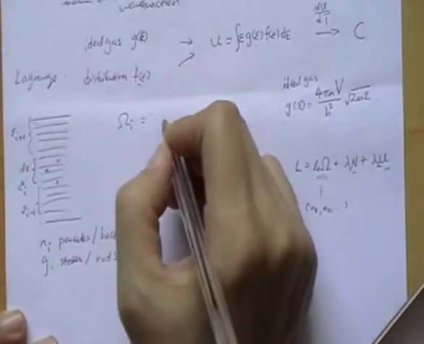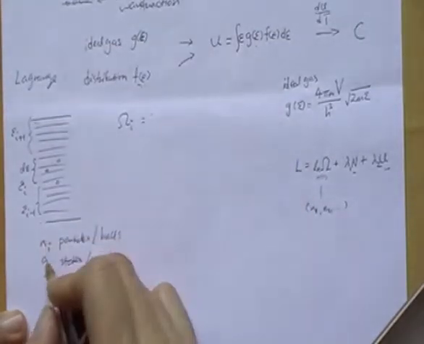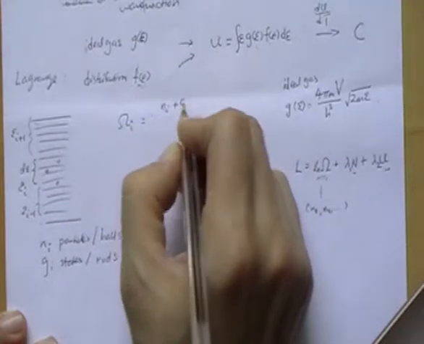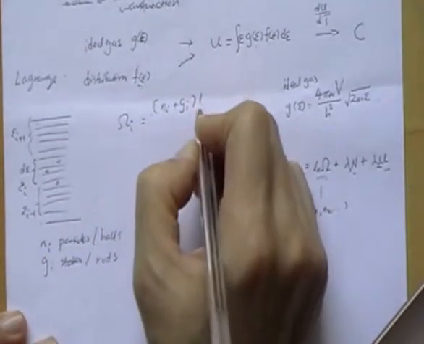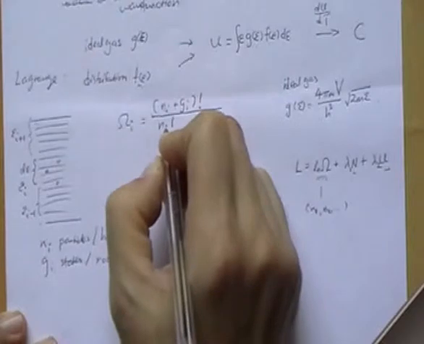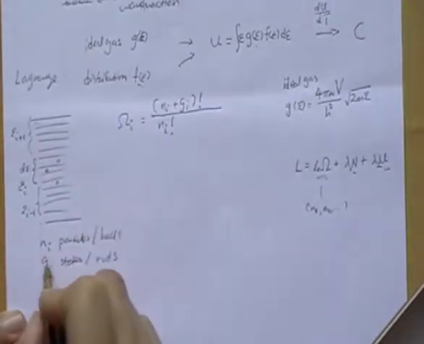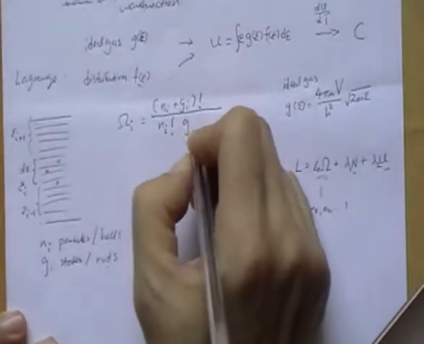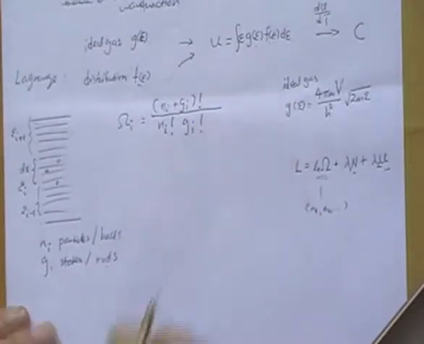Well, the total number would be Ni plus Gi. So if they're all different, it would be this number factorial. But because the Ni particles are the same, we divide by Ni factorial. And because the Gi rods are the same, we divide by Gi factorial. So that's the way to do it.